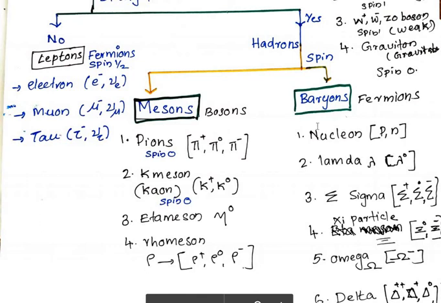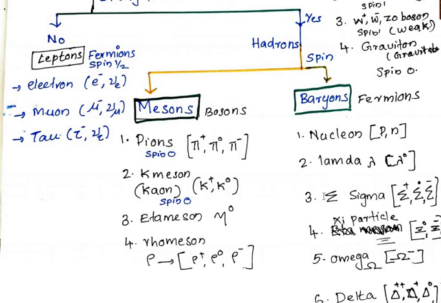And baryons. All baryons are fermions. They may have spin half, 3 by 2, etc. Let us discuss some of the baryons. A very familiar type of baryon is the nucleon. Nucleons are the particles present inside the nucleus, and there are 2 types of nucleons, proton and neutron. Then the lambda particle has only a single member, lambda 0.